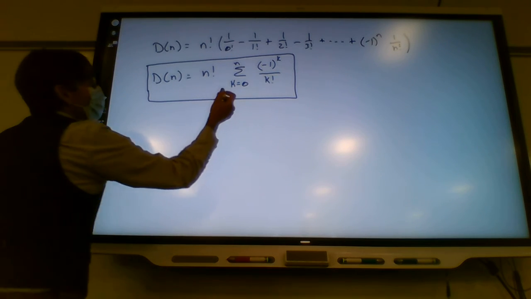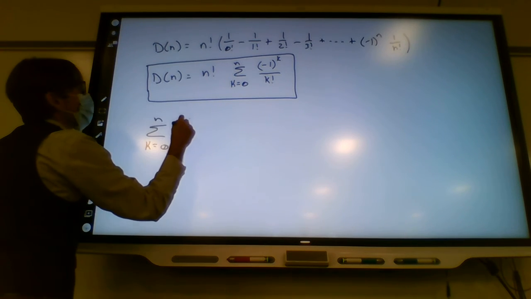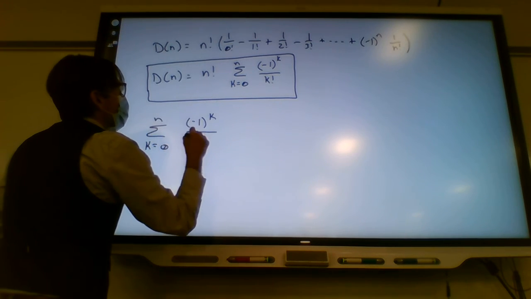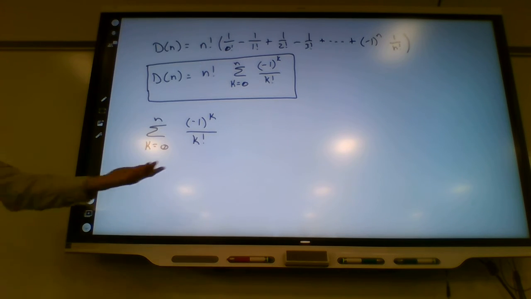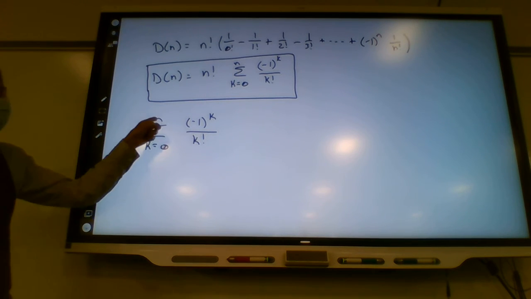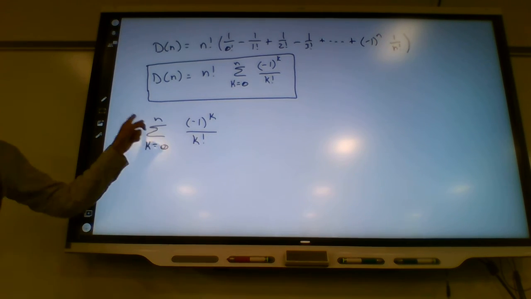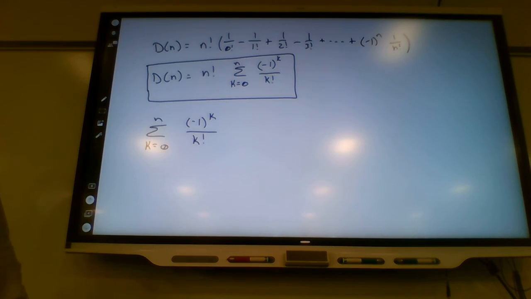So let's look at this. Have we ever seen anything that looks even remotely like that? All the time in calculus. In Calc 2, this was the idea of a series. Except there was no n, it was infinity, right? We have an infinite series.